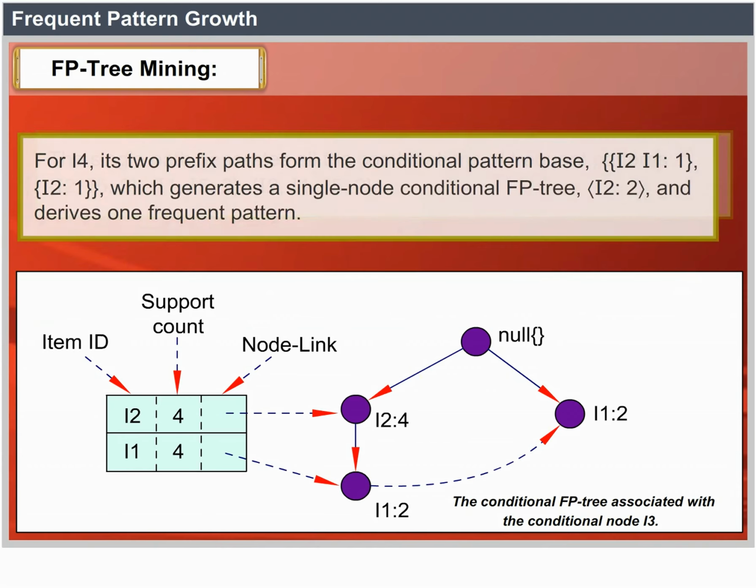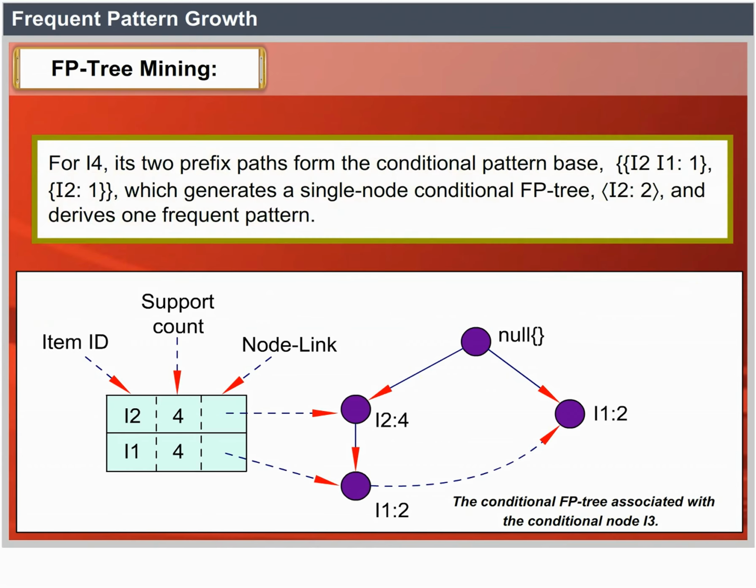For I4, its two prefix paths from the conditional pattern base, I2, I1 support count 1, I2 support count 1, which generates a single node conditional FP tree, I2 support count 2, and derives one frequent pattern.